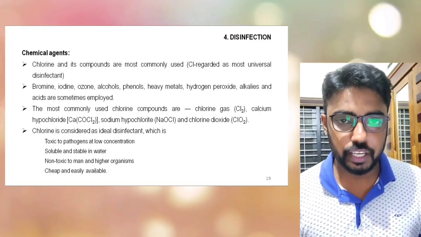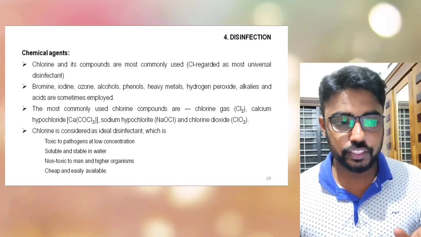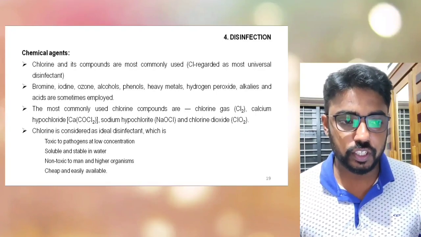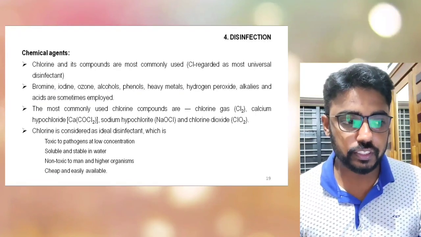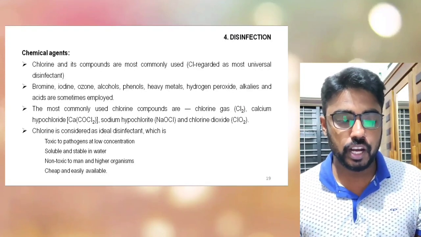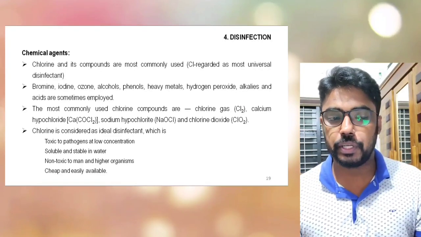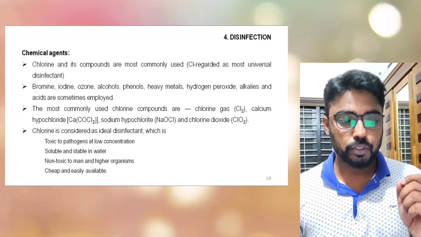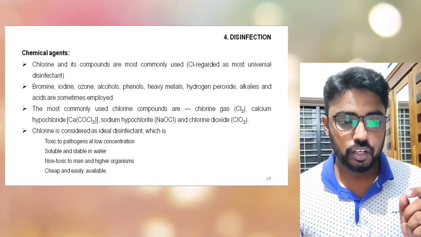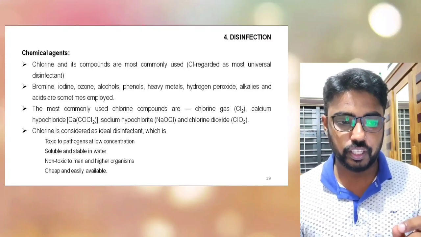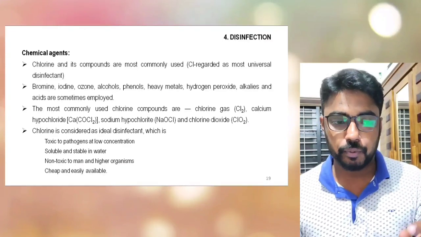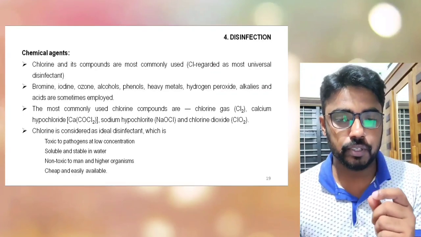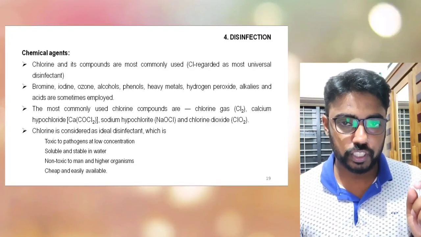We can also use chemical agents for disinfection. Chlorine and its compounds are the most widely used disinfectants, and chlorine is considered the most universal disinfectant. Apart from chlorine, we can use bromine, iodine, ozone, alcohol, phenol, heavy metals, hydrogen peroxide, and alkalis and acids are also sometimes employed. The most commonly used chlorine compounds are chlorine gas, calcium hypochlorite, sodium hypochlorite and chlorine dioxide. These are the most commonly used chlorine compounds for disinfection.